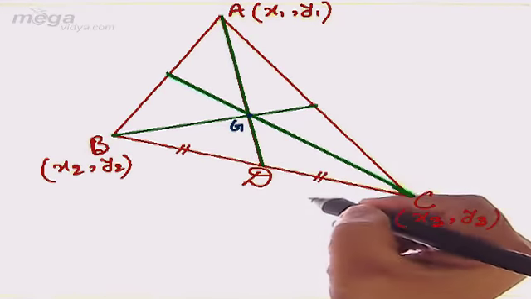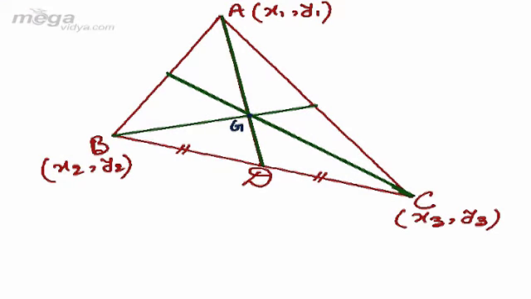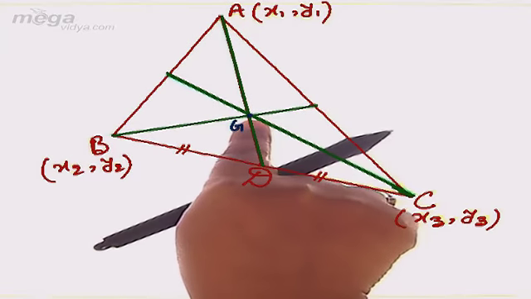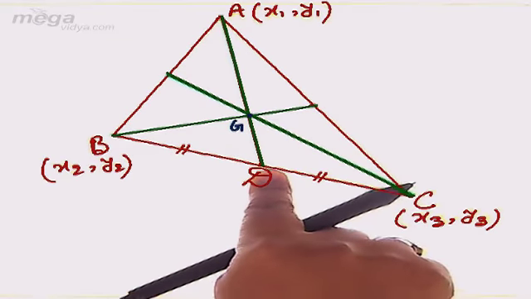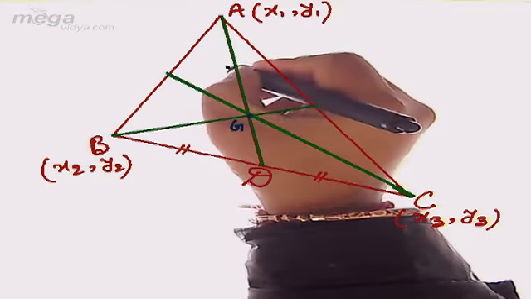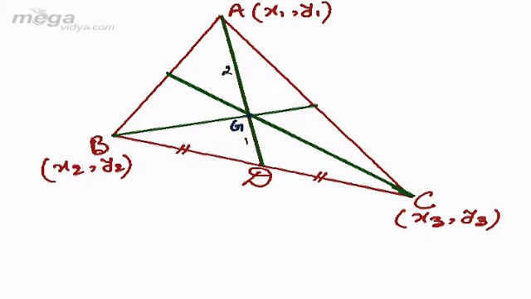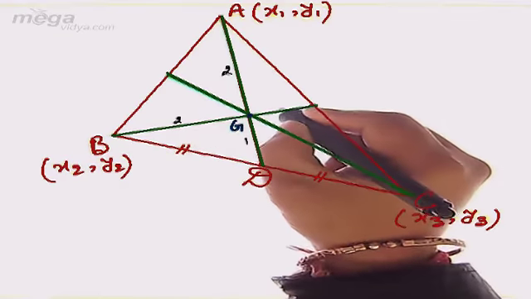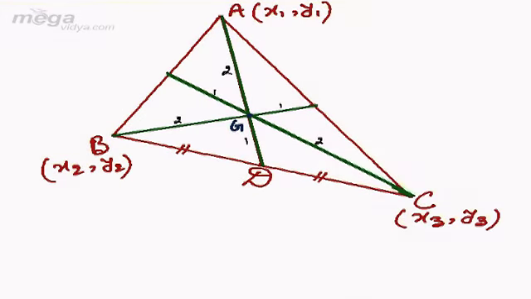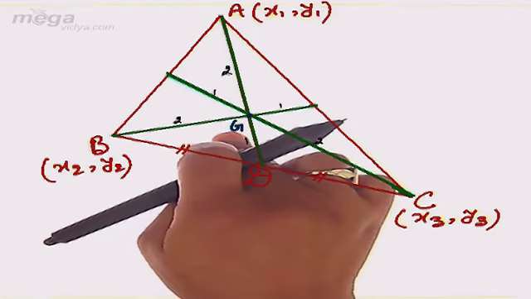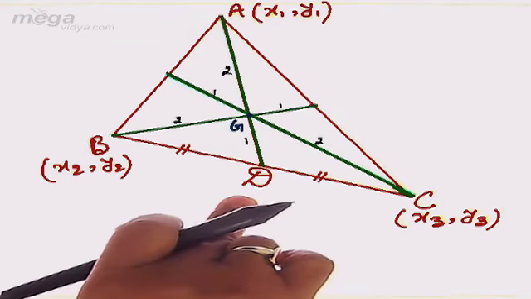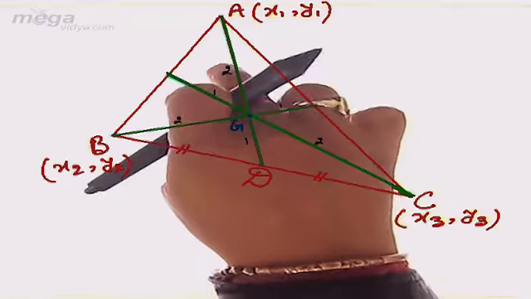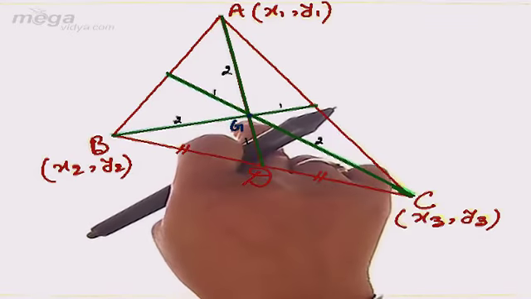So BD is equal to DC, and in class 10th you did a theorem that states that the centroid is a point which divides the median in the ratio of 2:1. So this point divides each median in the same ratio 2:1. Now to get the centroid, what will we do student? First of all, using the midpoint formula, we will find out the coordinate of D. Then using the section formula, we will find out the coordinate of G.